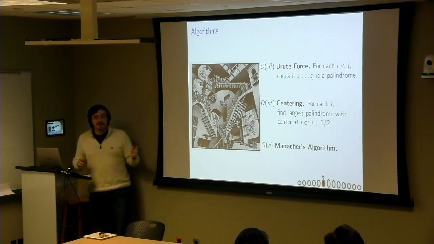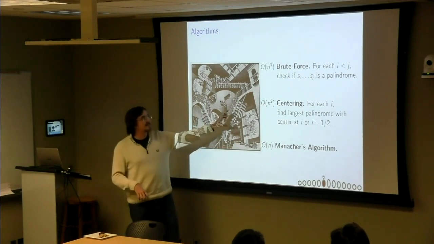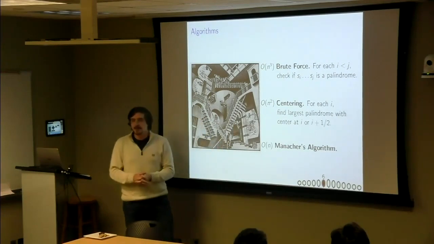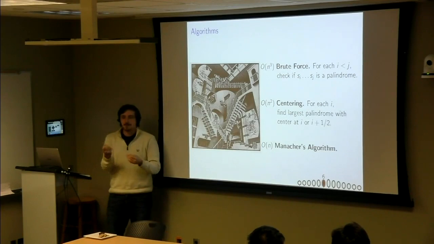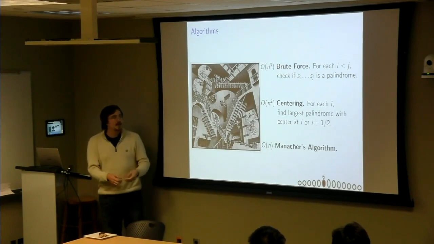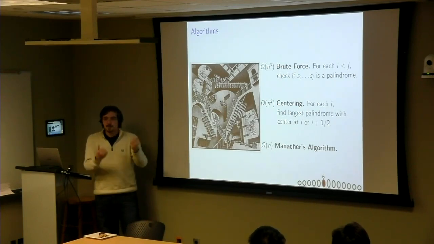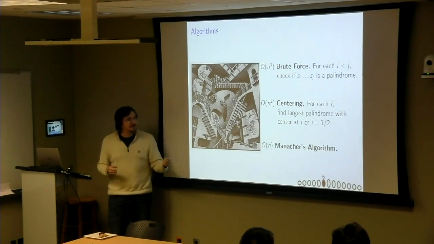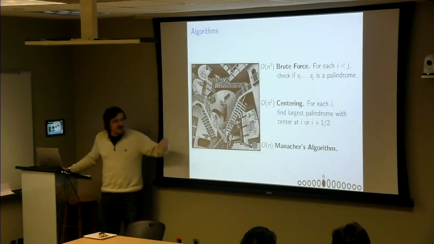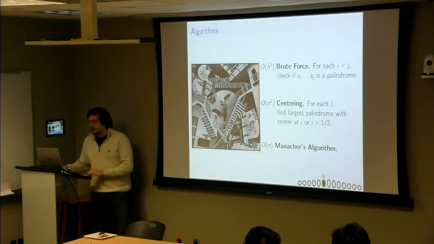But to do something better, we can use this idea of centering. So instead of brute forcing through everything and looking for all the IJ pairs, what we could just do is say, well, every palindrome has a middle somewhere. And so I'm going to take each possible middle and just expand outward to see how big of a palindrome we can build. And it says I or I plus a half because there's something that happens with even and odd.